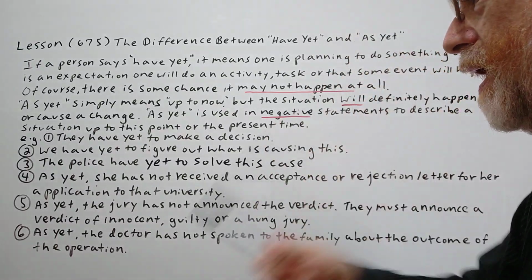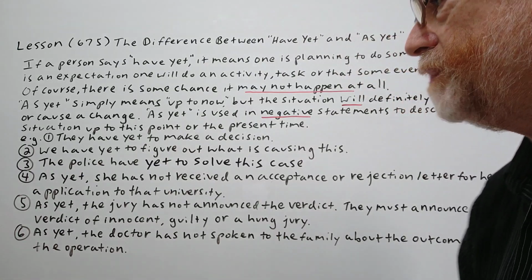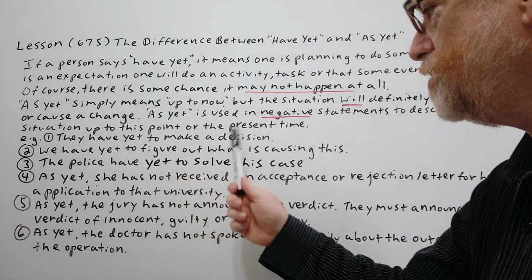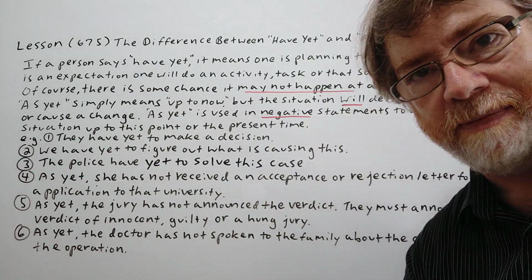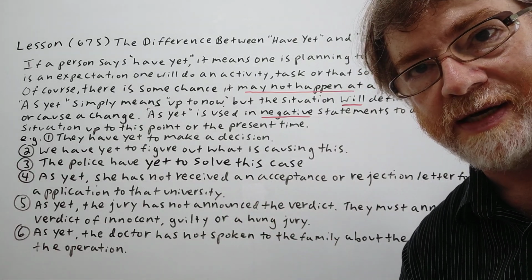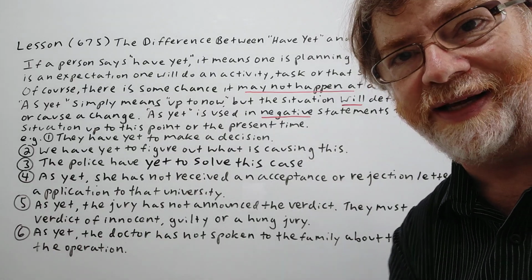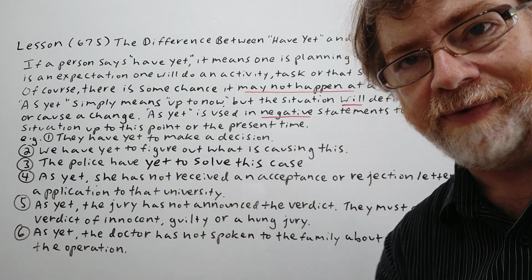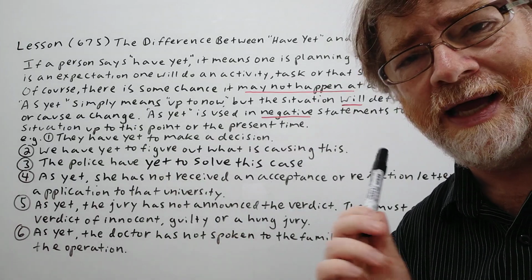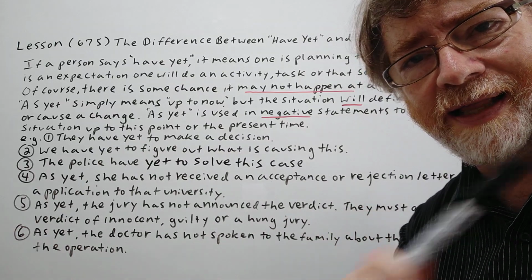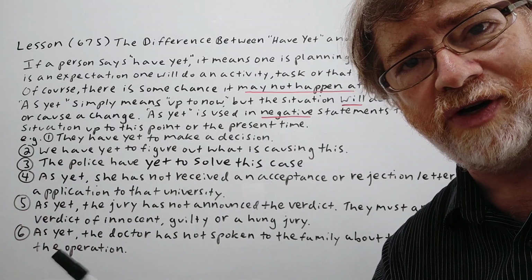All right. And we got several examples here so you can get a better feel of how we use both of them. Here's the first one. They have yet to make a decision. All right, now with this one, I don't know what it's about, but sometimes when people have to make a decision, sometimes they never make the decision. So there is some possibility that it won't happen. In some ways, that is kind of a decision too, by not making a decision. But technically, a lot of times if we say somebody has yet to make a decision, sometimes they never do.